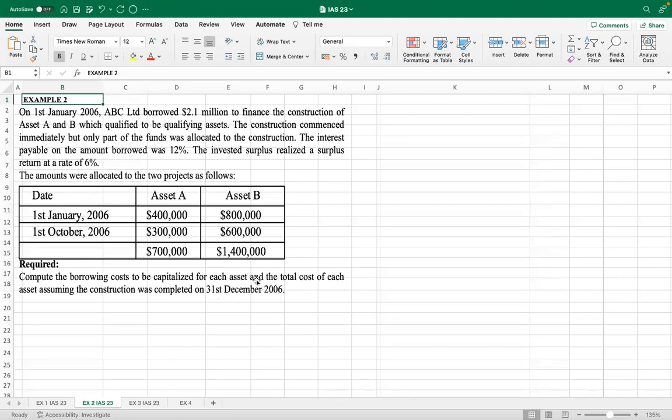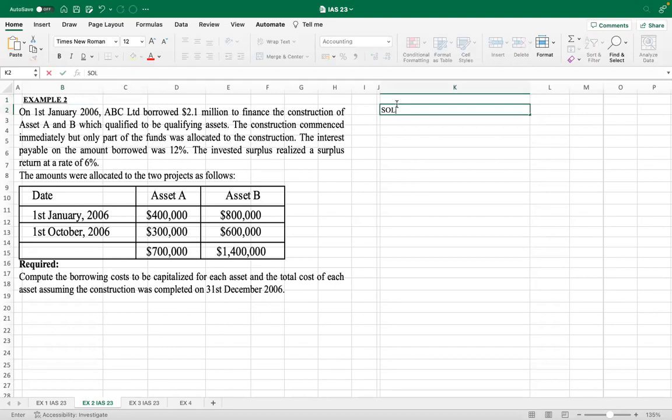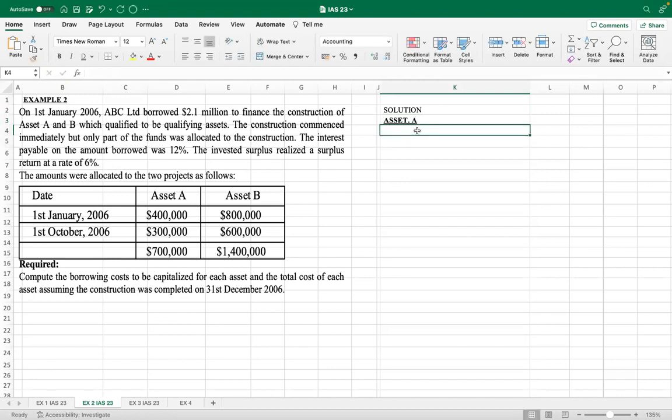So the whole borrowing costs need to be capitalized only if there was no investment return. But remember, we made an investment at a rate of 6%. So the return we get from such an investment needs to reduce the amount to be capitalized. In order to answer this question, we will start with asset A.